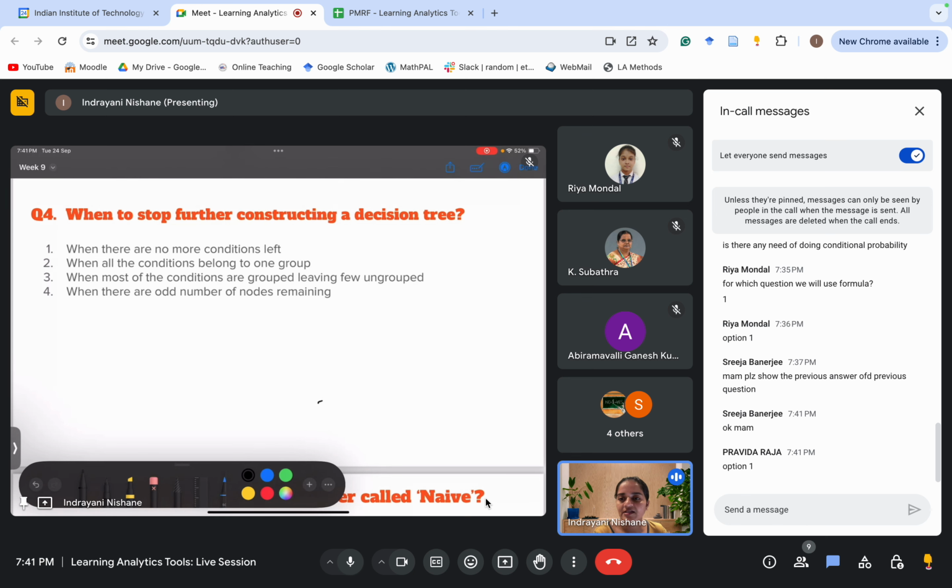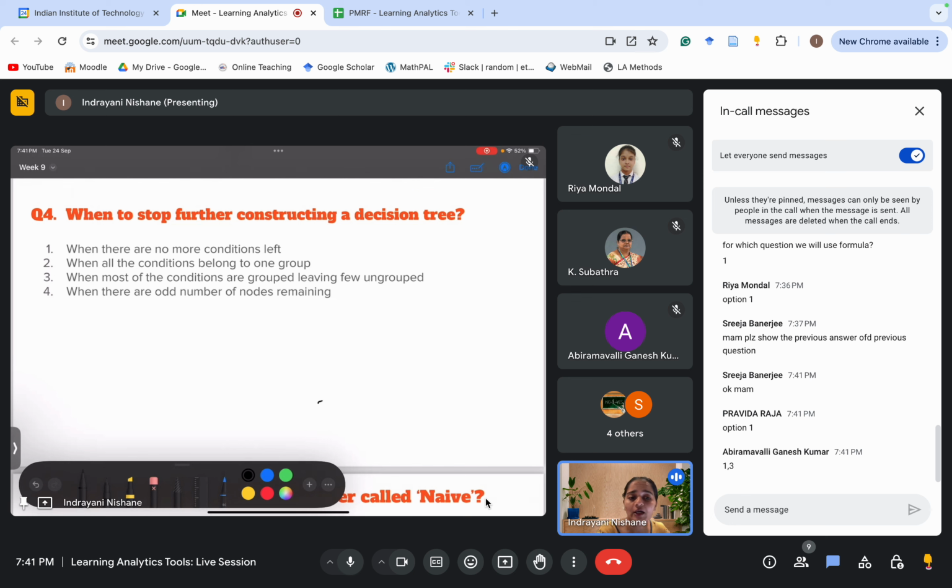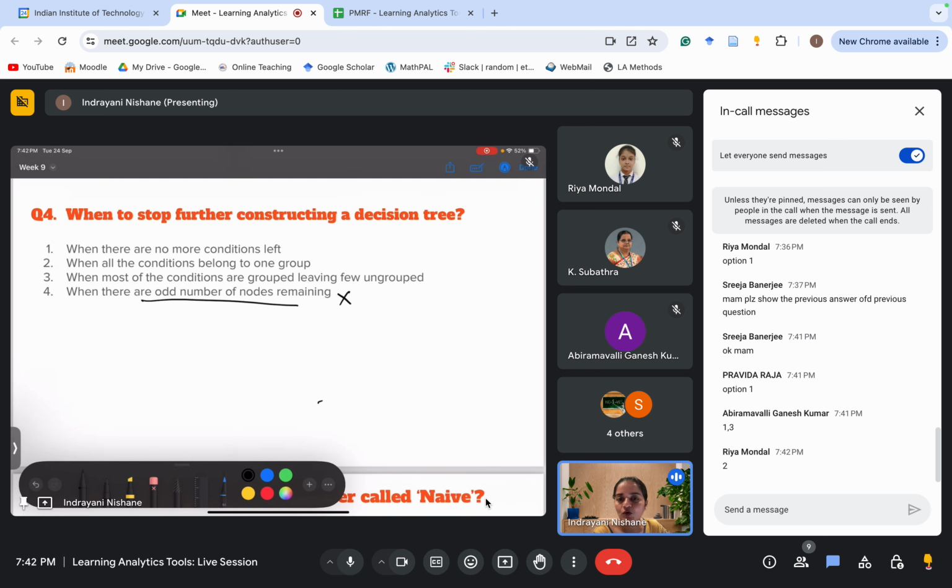Option 1 says there are no more conditions left. Option 2 says all the conditions belong to one group. Option 3 says when most of the conditions are grouped, leaving a few ungrouped. And option 4 is when there are an odd number of nodes remaining. So this doesn't make sense. An odd number of nodes remaining is no logical point to stop constructing the tree.